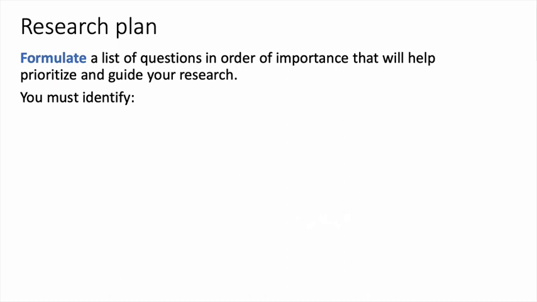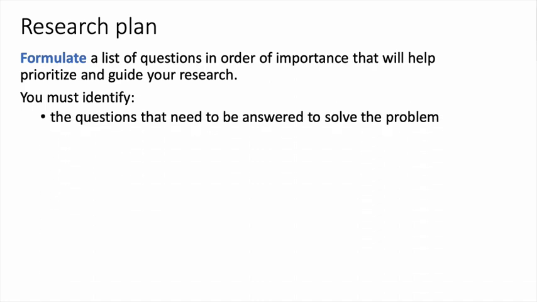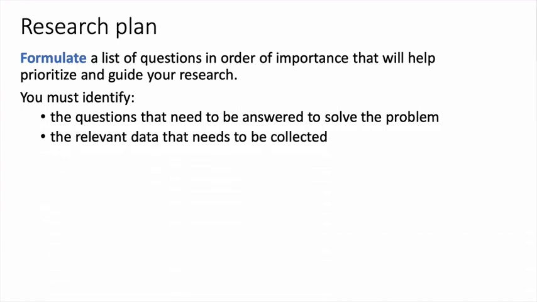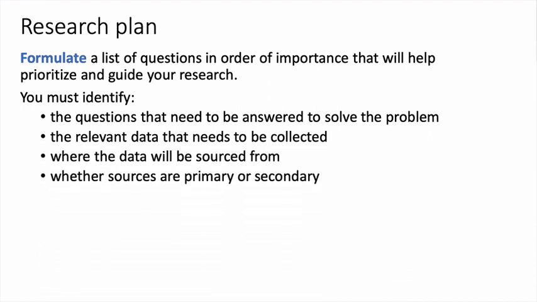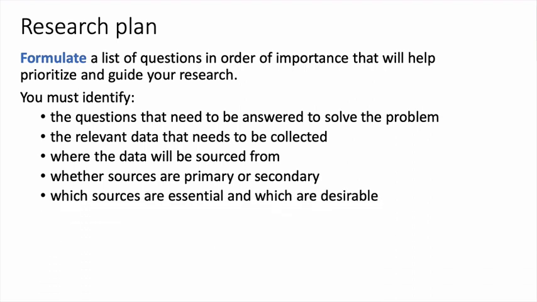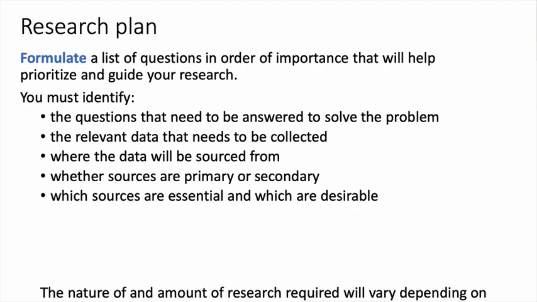So the IB want you to create or formulate a list of questions in order of importance that help guide and prioritise your research. So this might be things like questions that need to be answered to solve the problem, the data that should be collected, where the data is going to come from, whether the sources are primary or secondary, which sources are essential and which are just good to have.